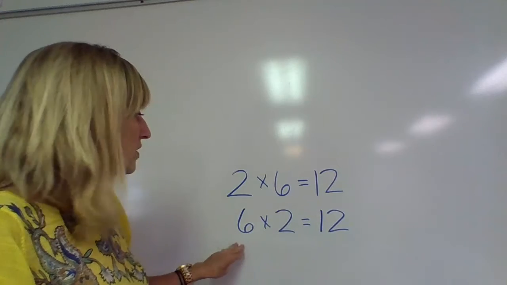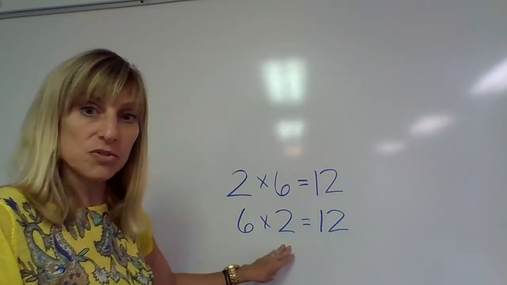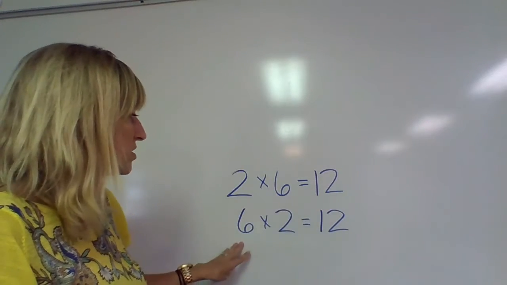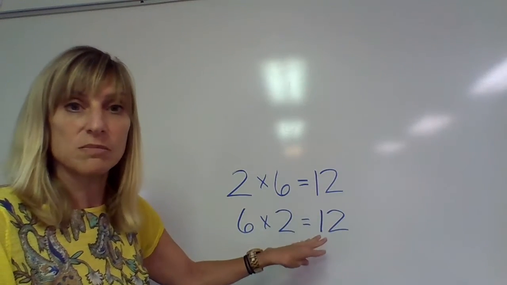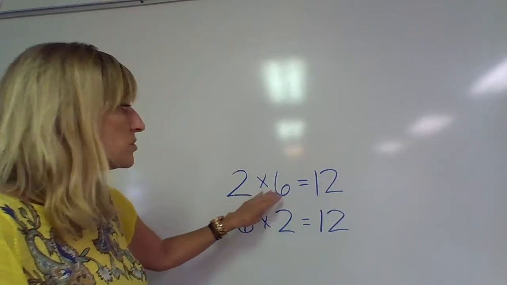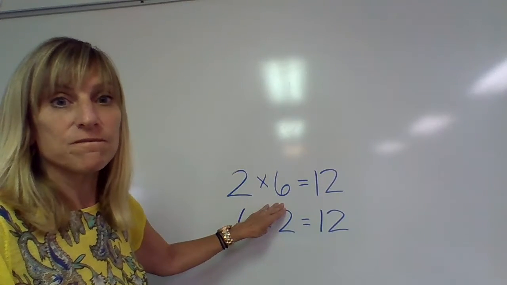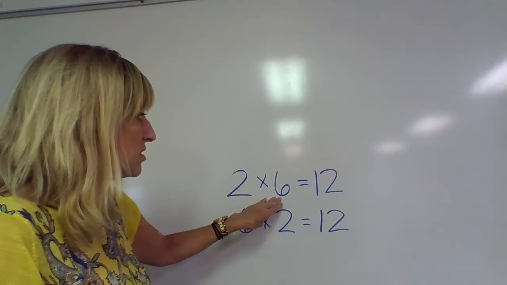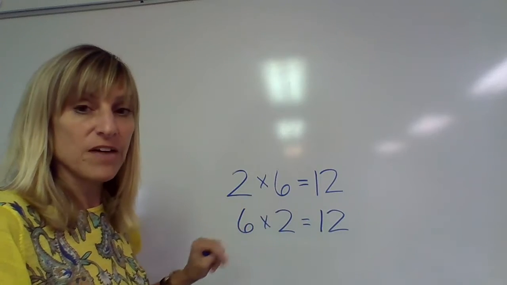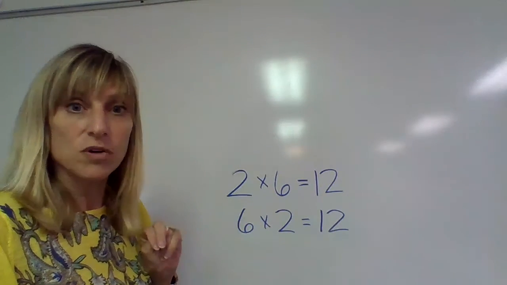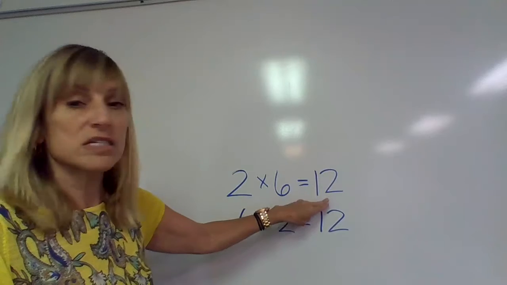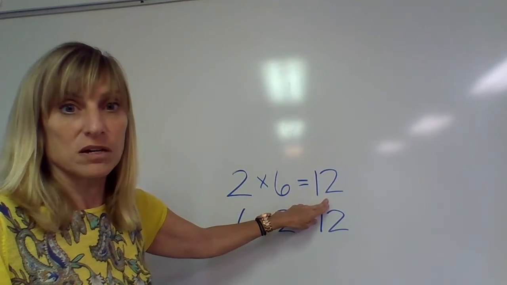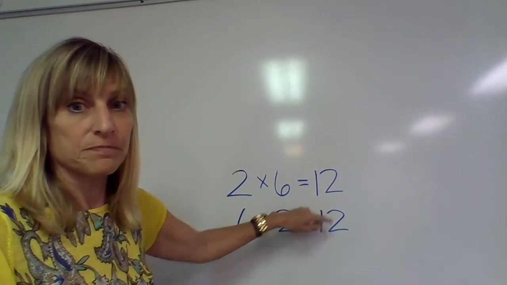So either way you put these numbers, you can put 2 times 6 equals 12, or 6 times 2 equals 12. You get the same answer. These numbers, if you remember, are called factors. Okay? These are called factors. So if you have the same factors, it doesn't matter what order they're going in, you'll end up with the same answer. And another word for answer is product. So hopefully you remember that.